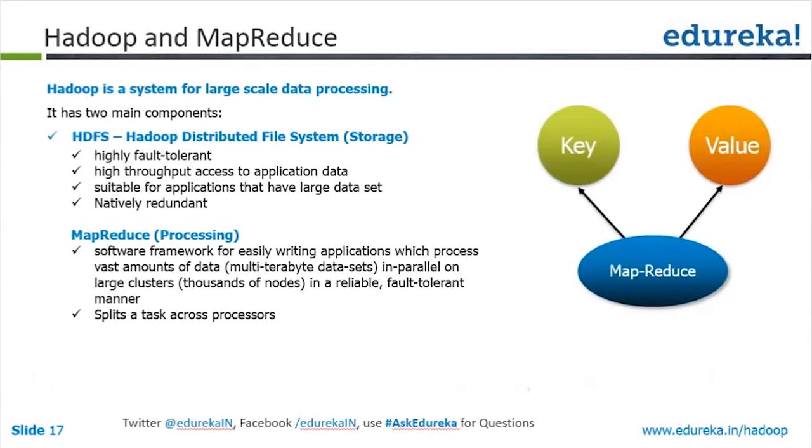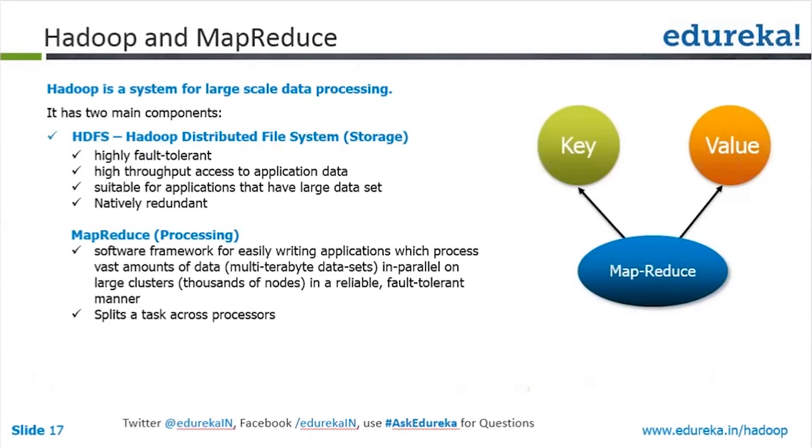So you have multiple copies of the data, and since the data is accessed in parallel, you have very high throughput in accessing the data, and it is suitable for applications with large data sets. The data is redundant, meaning the same copy of the data is available on multiple machines, and in case one of them fails, you can start the processing on another machine and get the output.